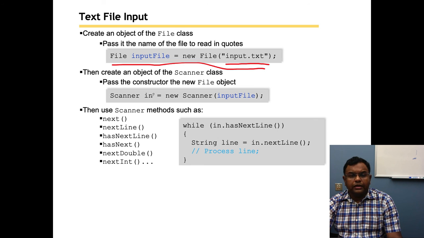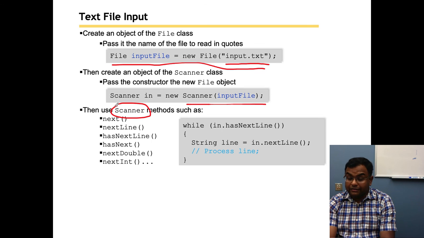Now we can define a scanner by calling the constructor and then passing the file object. Sometimes we just say Scanner in equals new Scanner, and then we write new File and put the file name. That way is possible as well. So this is how to create a scanner for reading from an input file. Now all the scanner methods that we have used earlier, like reading the next line or getting the next integer, the next double, etc., can be used.